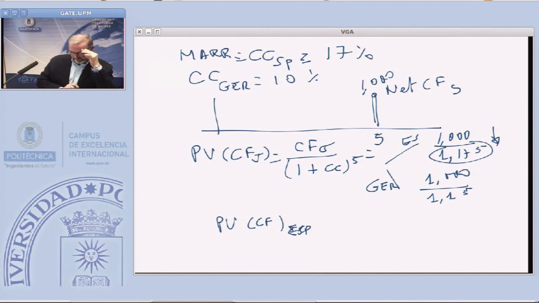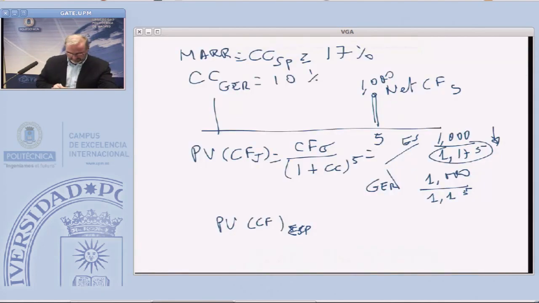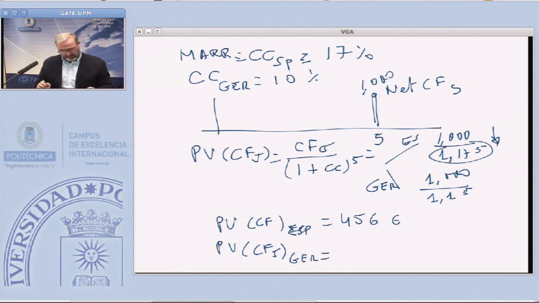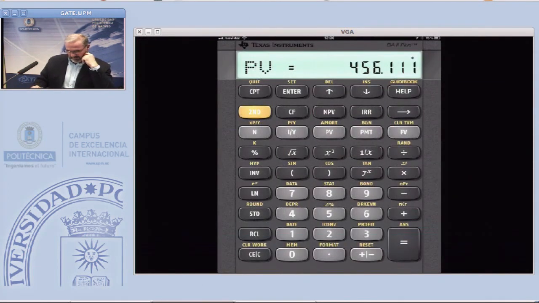So the present value of the cash flow for Spain is 456 euros. What is the present value of this cash flow in year 5 for the case of an investment project in Germany? Let's calculate with the financial calculator. The only thing we are going to change is the cost of capital, the interest rate. Instead of 17, it is now 10%, so interest rate 10%, and then compute the present value. 620.